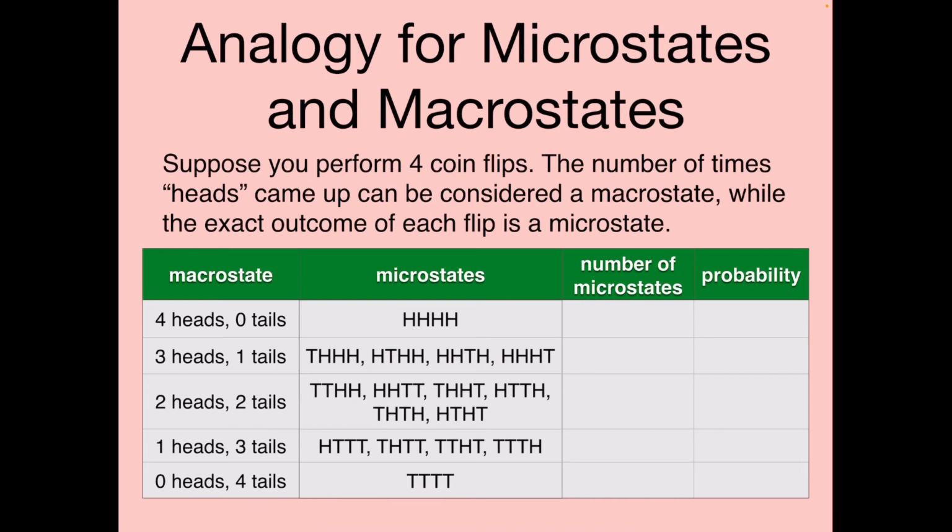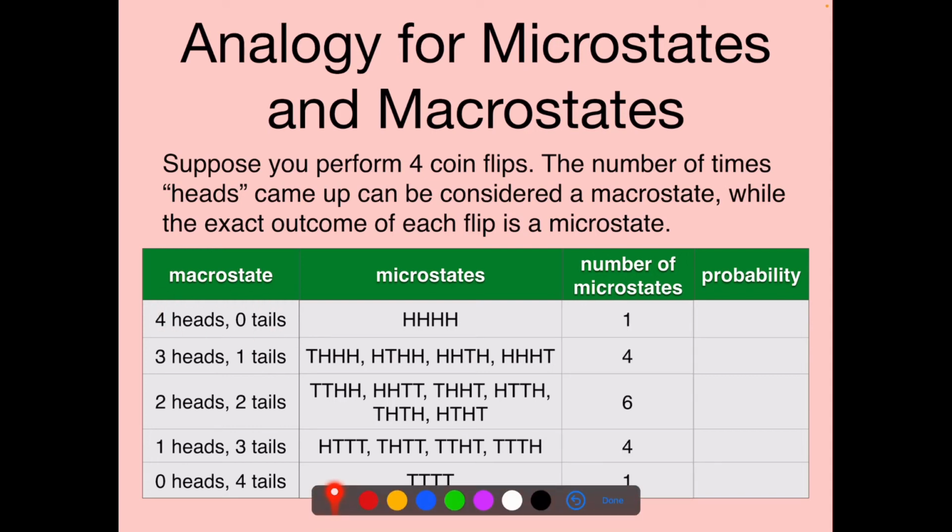Okay, when it comes to getting 1 heads, 3 tails, there are 4 different ways that can happen. So you can get heads on the first flip followed by 3 tails, or you can get heads on the second flip, or on the third flip, or on the fourth flip. Again, there are 4 different ways that can happen. And then if we get 0 heads and 4 tails, there's only one way that can happen, just to get tails, tails, tails, tails.